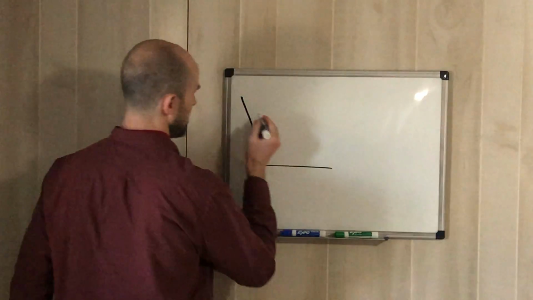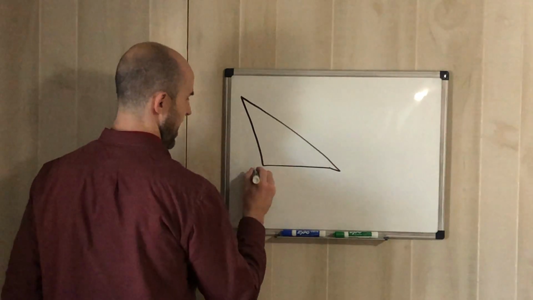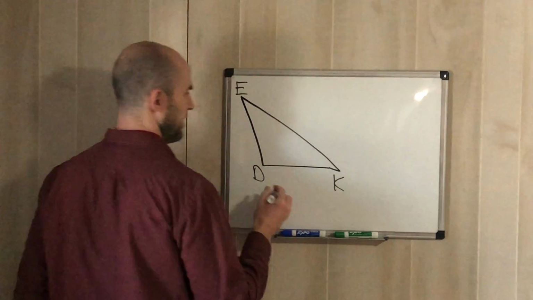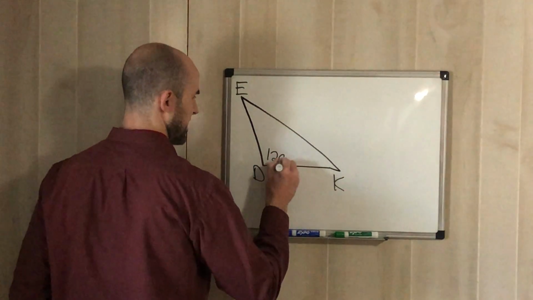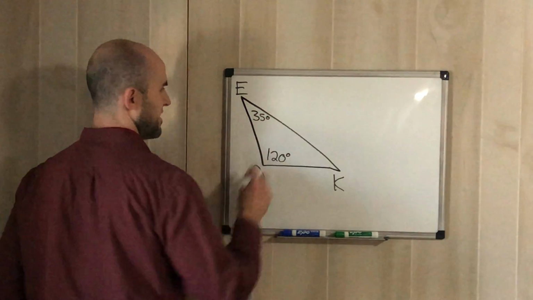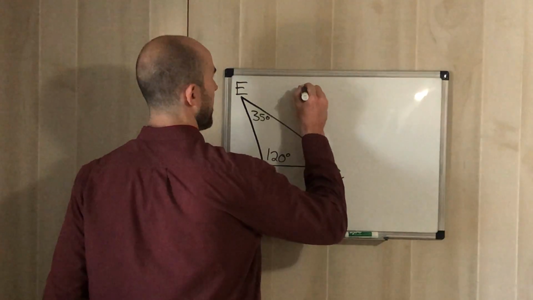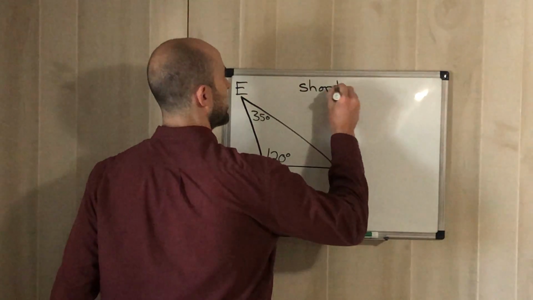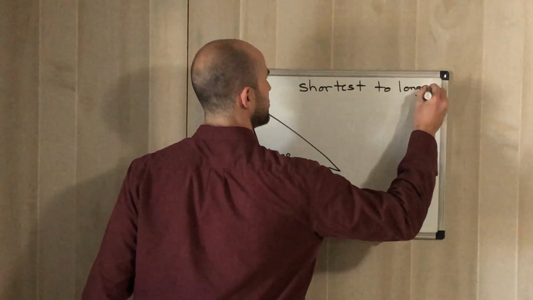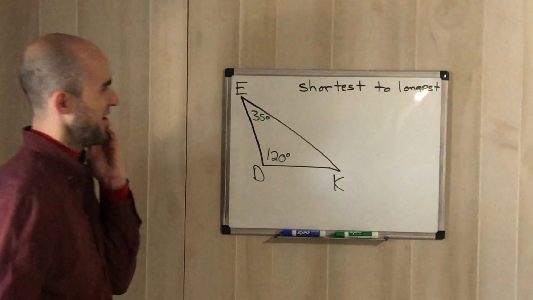Let's see, we have this. Let's say that this one here is going to end up being D, that's E, and this is K, right? Make this one 120 degrees. Make this one here 35 degrees. And let's say I don't give you anything else, right? Let's say I wanted you to list these same thing from shortest to longest. That's how I want you to list the sides. So shortest to longest. Figure out what's the shortest side, figure out what's the longest side from there.